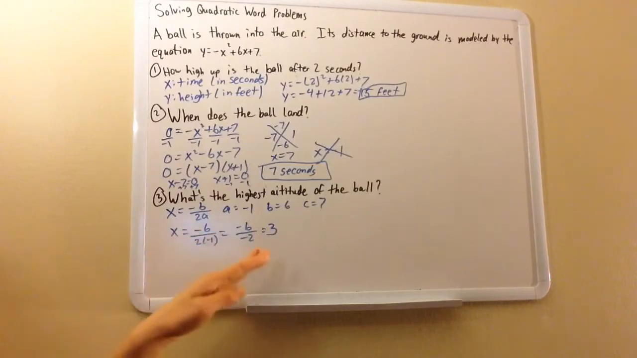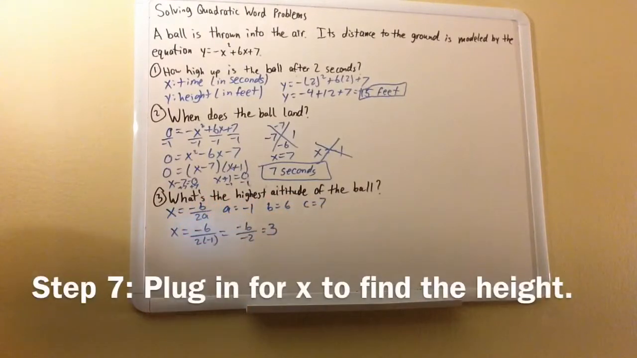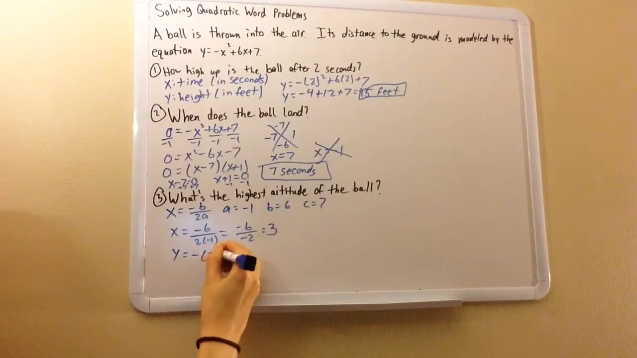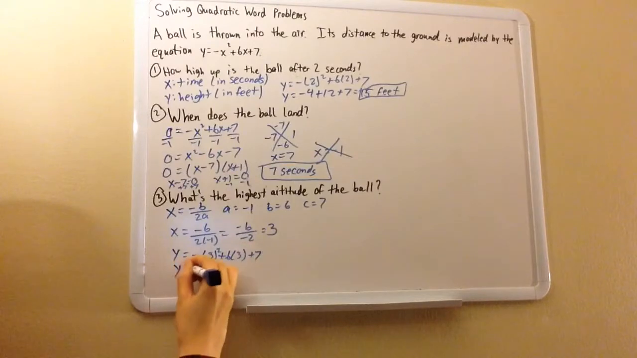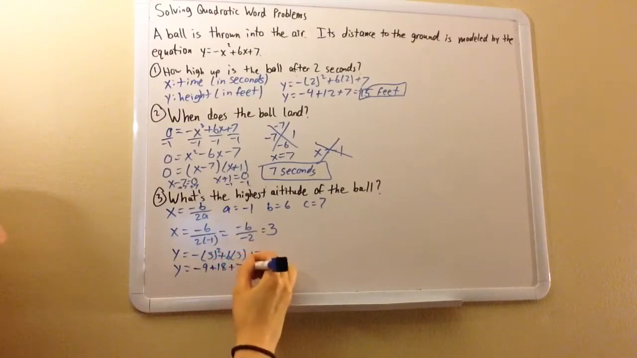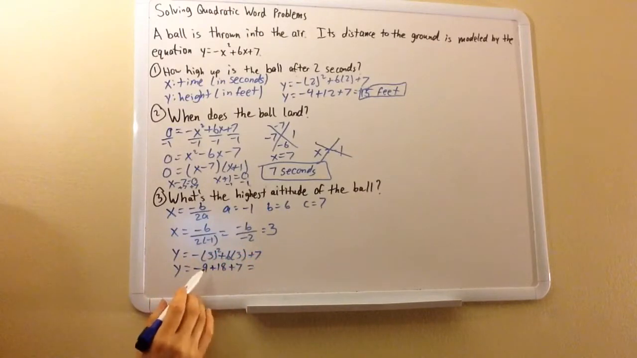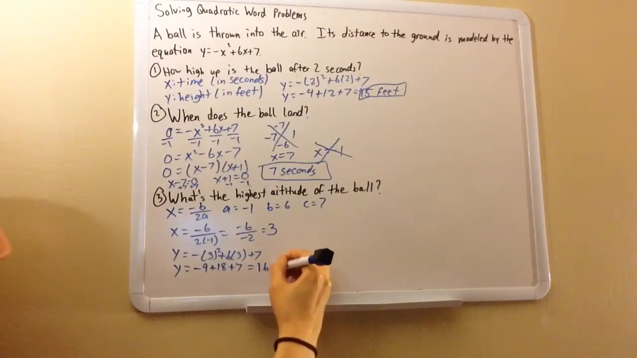Now, the reason we need to plug this back into the equation is because we got x. X is our time in seconds, but we're looking for the highest altitude, which is the height. So because we're looking for the height, we need to find y, which means I plug it back into this equation right here. So it's y equals negative, and then 3 squared plus 6 times 3 plus 7. So I get y equals negative 9 plus 18 plus 7. And in total, this gives me 16. This is being measured in feet.